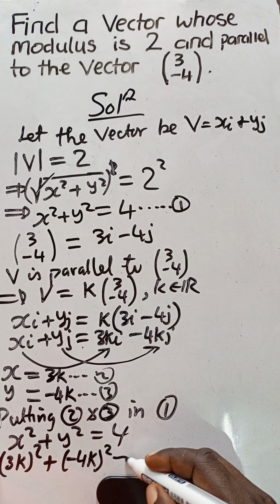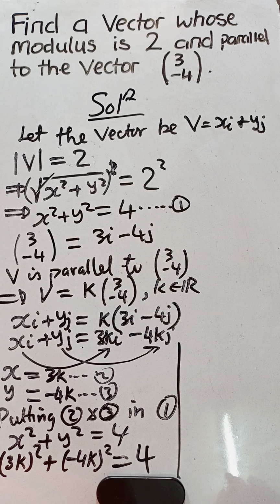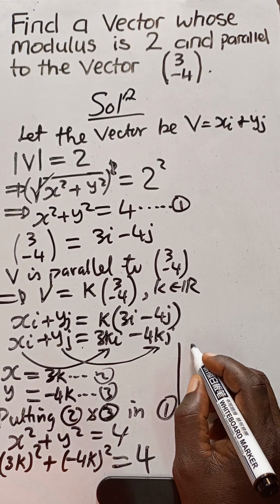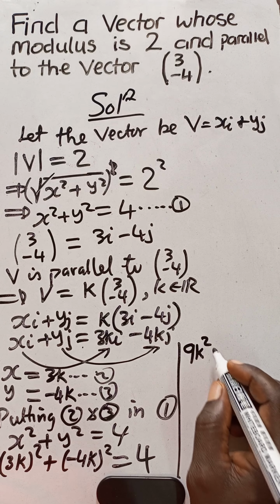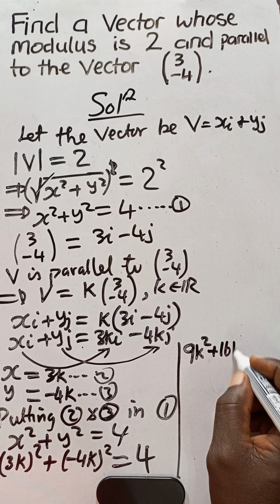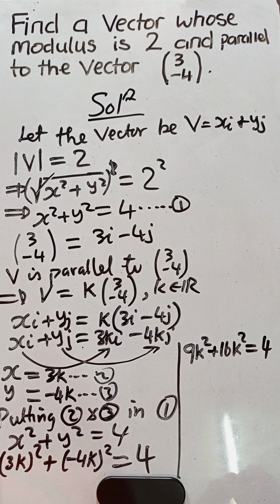All of that is equal to 4. Okay. Now, 3k squared gives us 9k squared. Negative 4k squared gives us 16k squared, is equal to 4. This is the equation that we are solving.